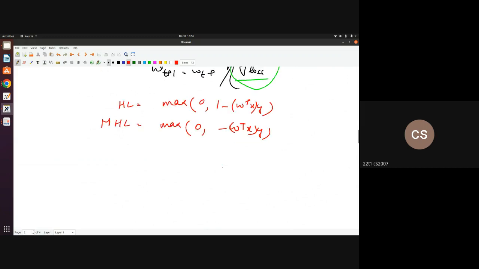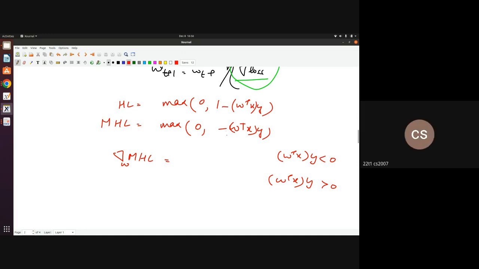Now, if you look at the gradient of this particular loss function with respect to w, right? Gradient of modified hinge loss with respect to w. So there'll be two cases, right? When w transpose x into y is less than 0, and the other case will be w transpose x into y is greater than 0. When this is less than 0, what will happen? Minus xy.